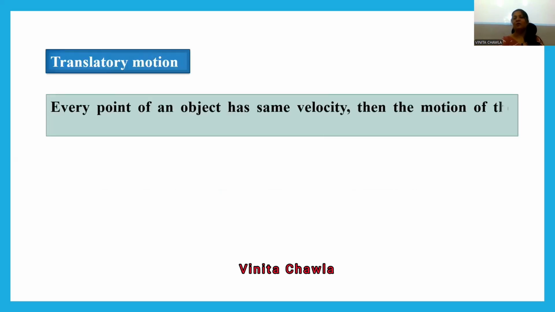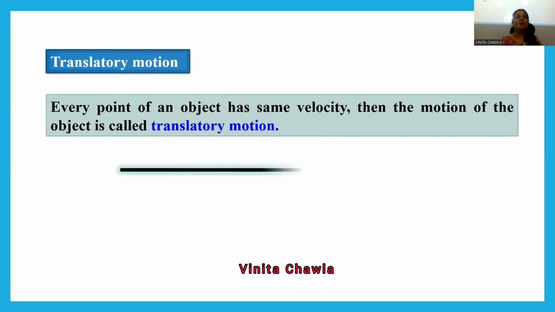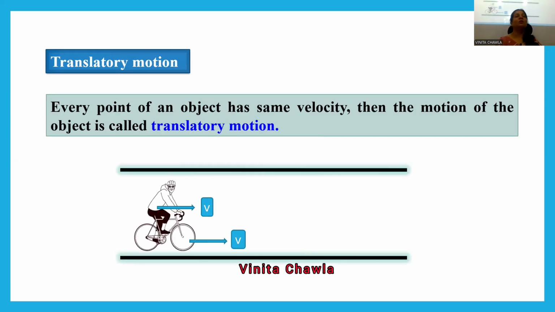every point of an object has the same velocity. Okay? Every point on the object has the same velocity. Every point on the object moves with the same velocity v. If the object is moving with some velocity v and the object is moving in a straight line, it is undergoing translatory motion. Then every point on the object is moving with the same velocity v. You can write this in your notebook.